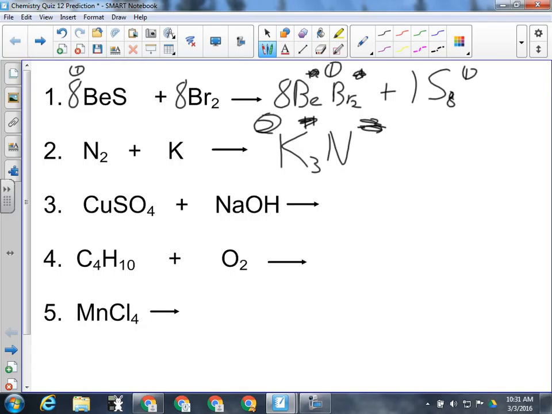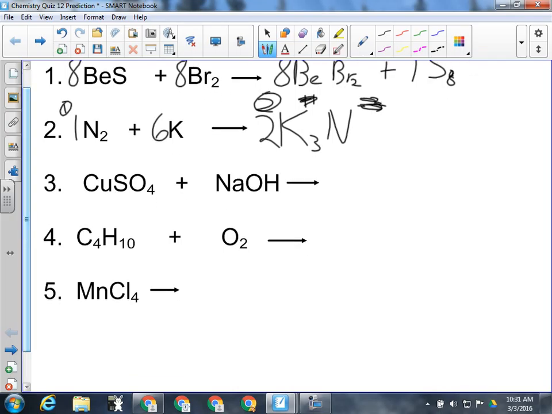Now we got to balance. Now, I usually go with the biggest number, but I know if I put a 3 over here, I'm just going to have to start over again because nitrogen won't work. So I'm going to start with nitrogen and put a 2 here, which gives me my 2 nitrogens and 6 potassiums. 1, 6, 2 for the balancing. 1 mark for the balancing. Questions on number 2? It's out of 3. Yeah, they're all going to be out of 3.